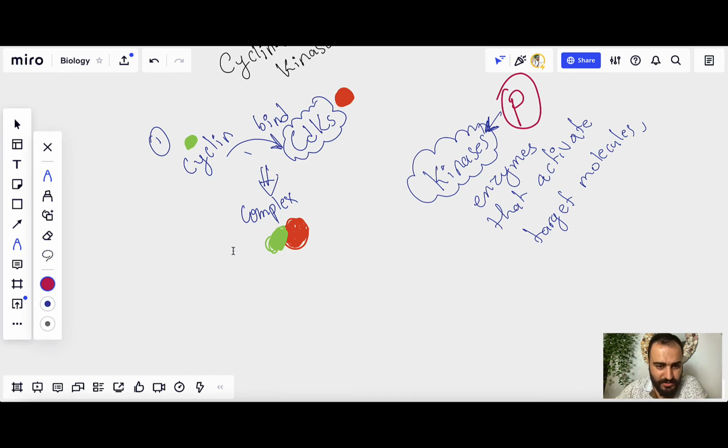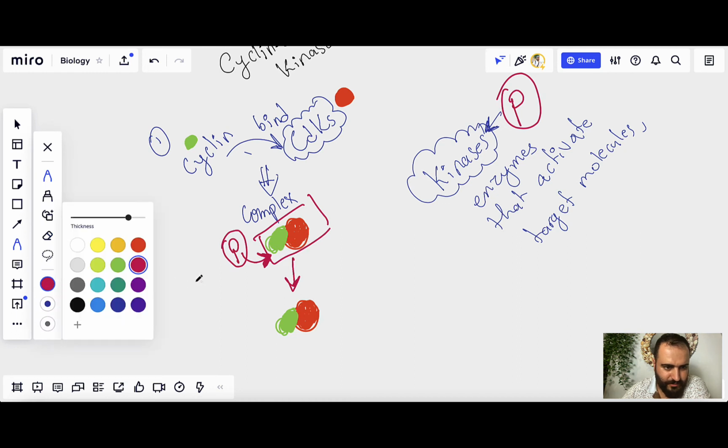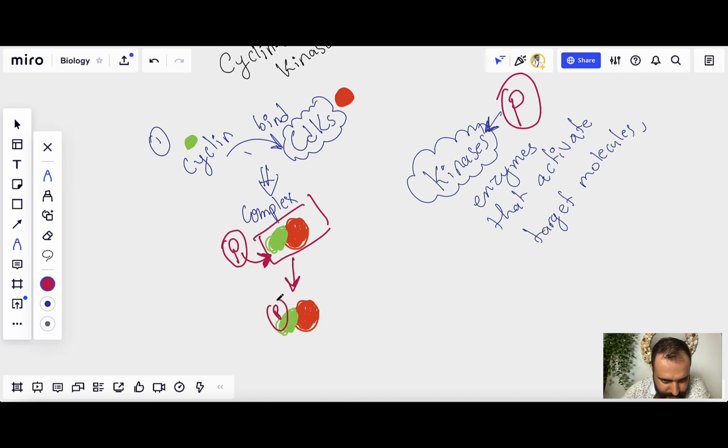Now, as biology students, you don't have to understand the structure of phosphate. What you have to know is that this complex has to bind to a phosphate group to form a new complex. So let me take a copy of this. Plus a phosphate group. So this is the second step.